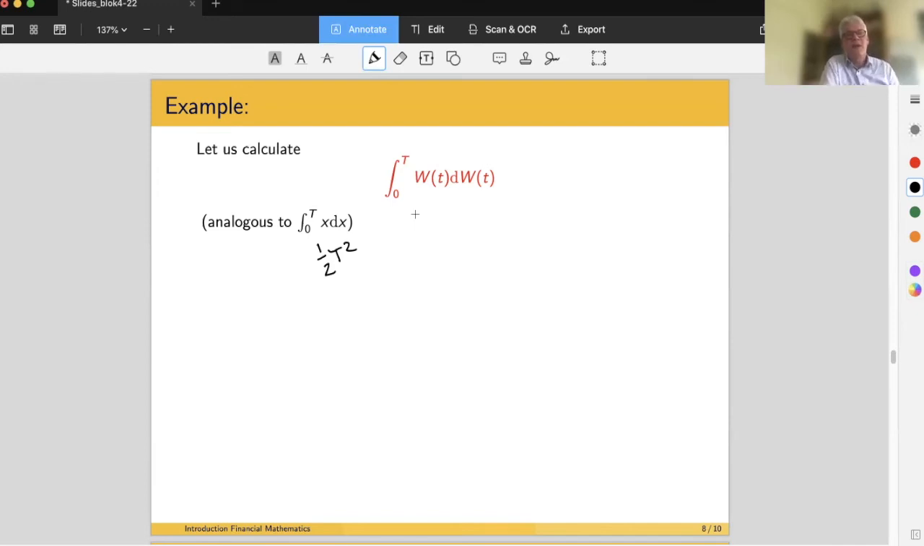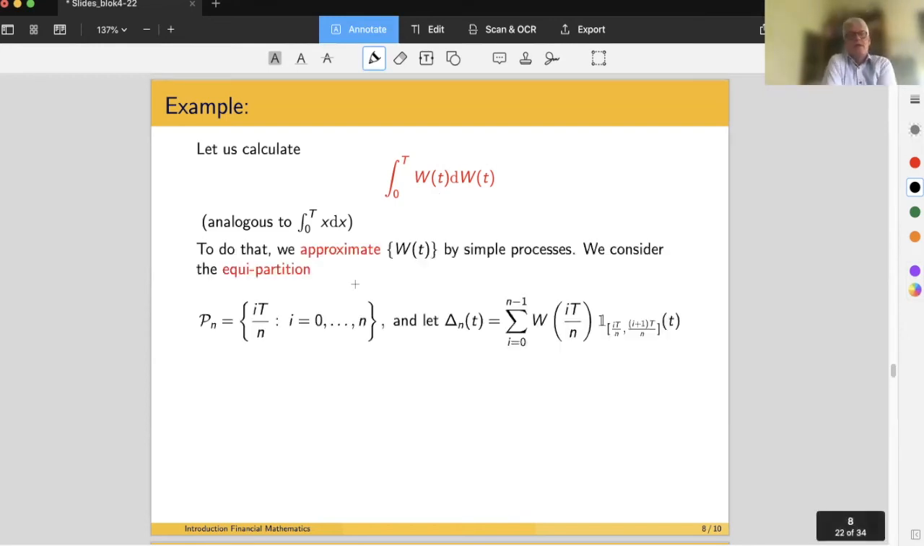So here you see that my adapted process is the Brownian motion itself. And again, in the classical case, we would get t squared over 2. But now, due to the quadratic variation, we will get an extra term. Now, on each piece, I'm going to define a simple process. So we do it with the definition that we just learned.